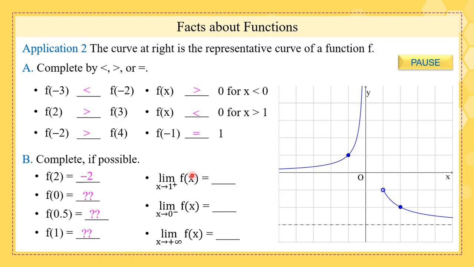Now let's see what is the limit as x tends to 1 plus. When x is at 1 plus, the limit in this case would be negative 1. And the limit as x tends to 0 minus, we can see that the curve is upward, so this becomes plus infinity, and when x is plus infinity, the curve is somewhere here, which is negative 3. So pay attention, if we want to find f of 2, this would be a number, whereas the limits could be numbers or infinities.